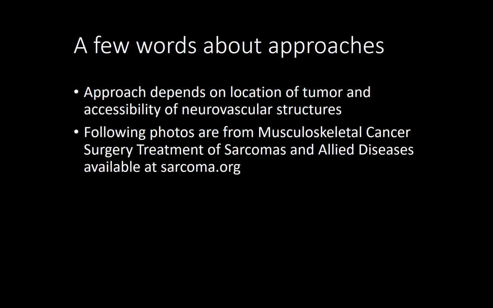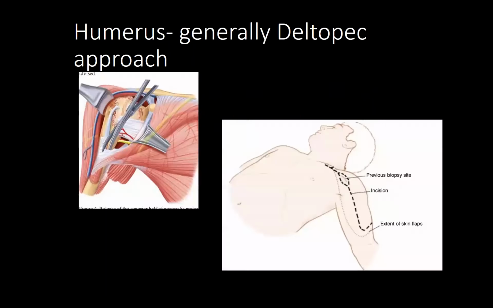People always ask me a little bit about approaches, so I just want to throw that in there so that we can talk a few minutes about that. But it typically depends on the location and where the neurovascular structures are. So this is just from a book that you used to be able to get on sarcoma.org, but I'm not sure if you can still do that. For the upper extremity, we're planning out our surgical incision. We're putting our biopsy right through the anterior fibers of the deltoid.